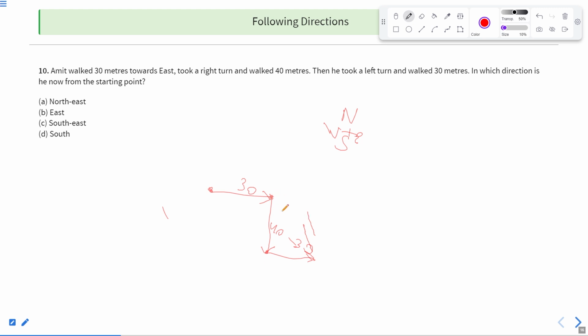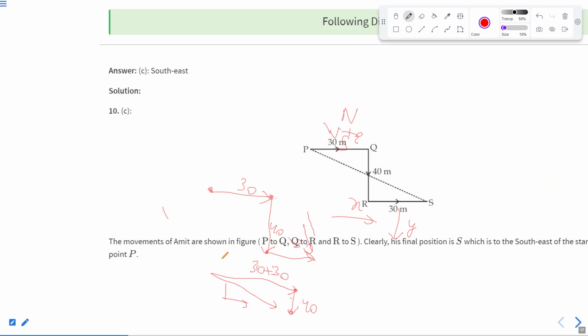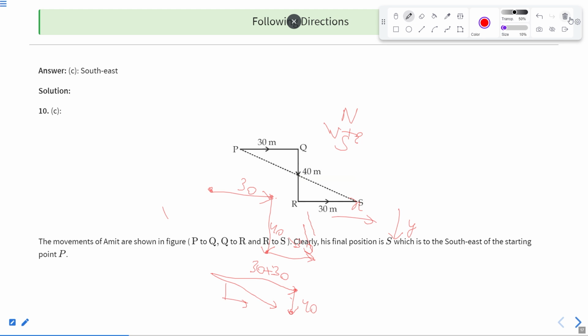So 30 meters, 30 meters. Another way to think of this is the ball is 60 meters one way, 40 meters another way. That's what I like to do. 30 plus 30 is the total x forward direction, and 40 plus 0 is the total y direction. 30, 30, 60. This is 40. We have to find in which direction is it from starting point. So that is south and east. Southeast is the answer.